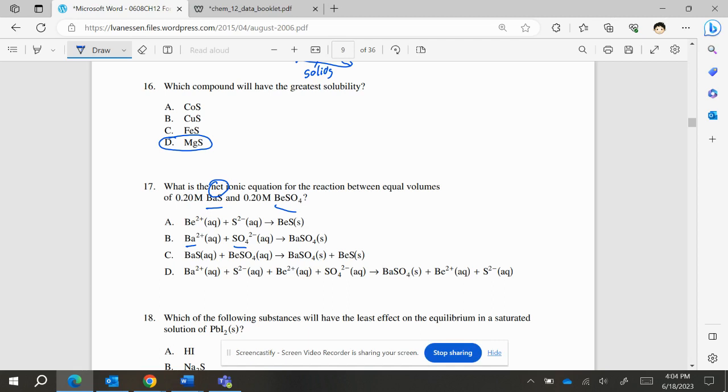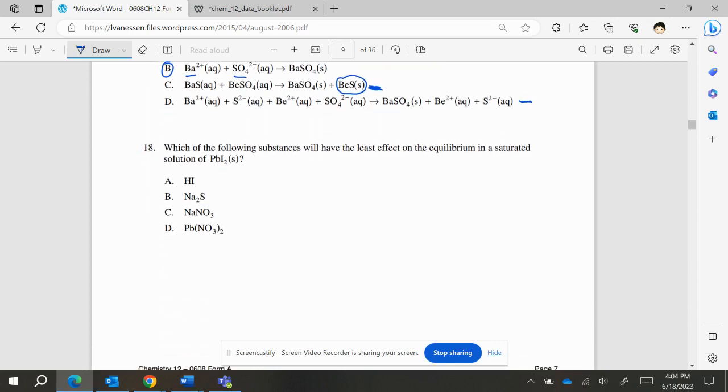So this lower one right here is the complete ionic equation. This one is a formula equation, but it's actually wrong, because BeS is not going to be forming a precipitate. And this one's also wrong. BeS isn't forming a precipitate, so my answer is this one.